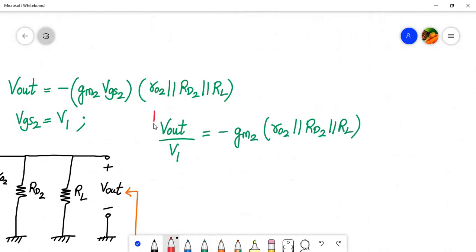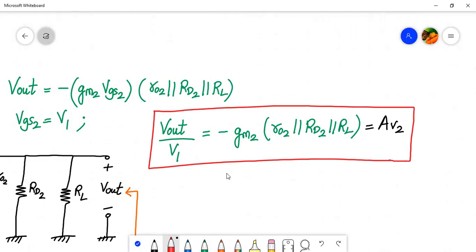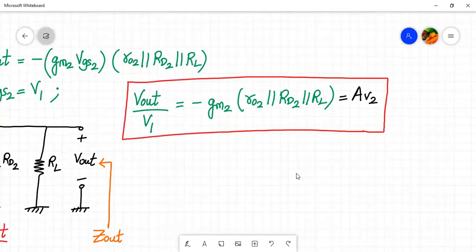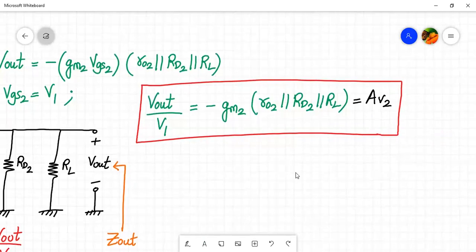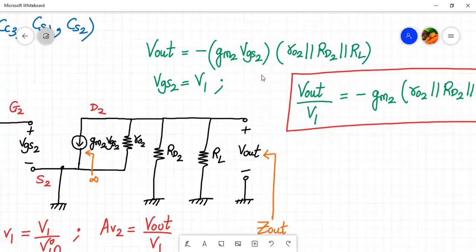So this becomes my voltage gain for the second stage. This is AV2. This is the voltage gain for the second stage, right? The important formula: we have to calculate the gain stage wise, right? So this is my value for AV2. Now similarly, let's calculate the value for AV1.